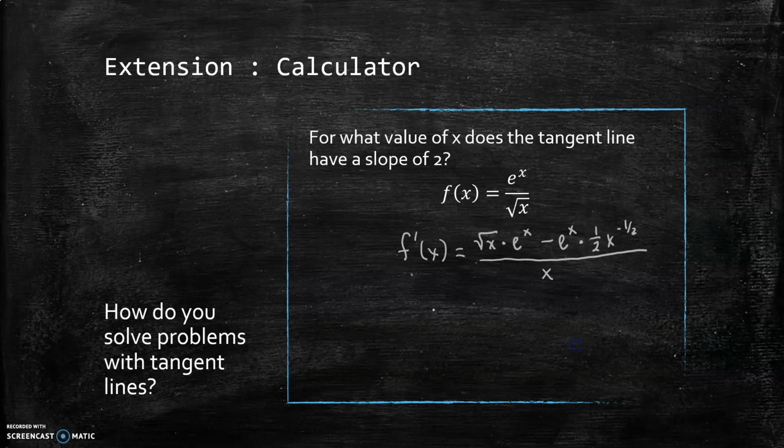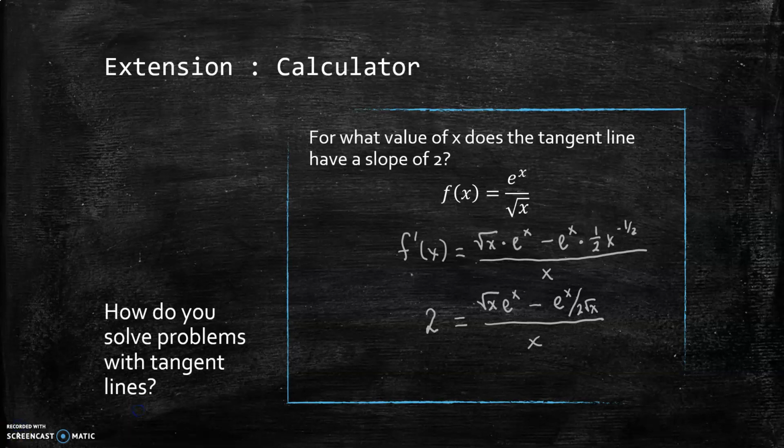And for the College Board, what you would say is, I'm trying to find when is that mess equal to 2. So I'm trying to find out when is the square root of x times e to the x minus e to the x over 2 root x, all over x, equal to 2. Now you grab your machine, you graph, and you find your zeros that way.